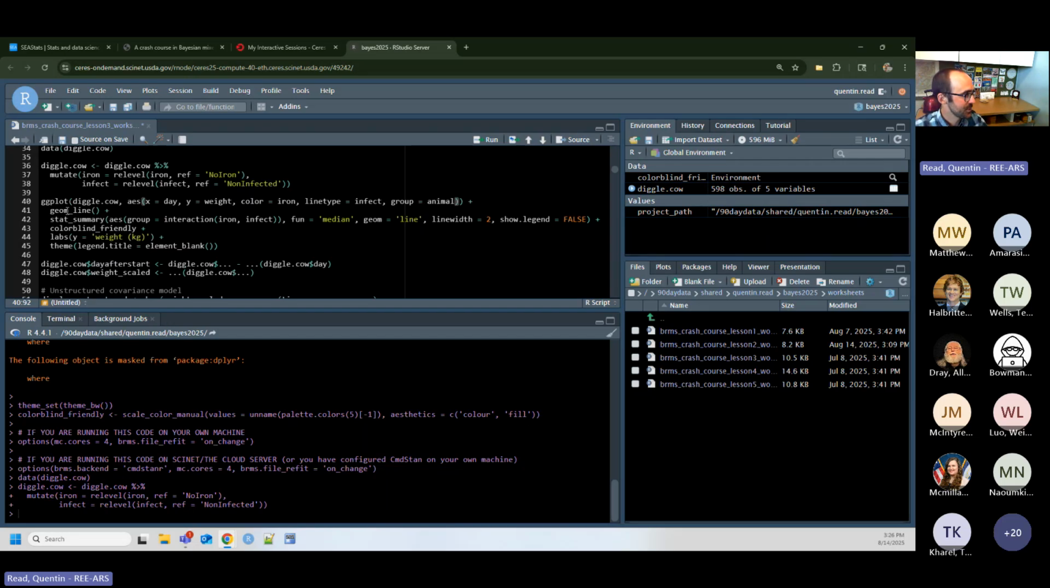So we'll make a line with geom line, and then we'll make a thicker line for the summary of each treatment combination, the median for all the cows in that combination.